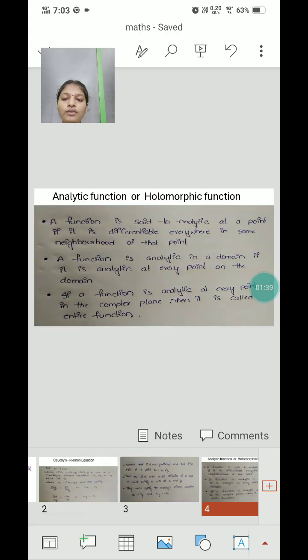Next we can go through the analytic function or holomorphic function. A function is said to be analytic at a point if it is differentiable everywhere in some neighborhood of that point. A function is analytic in a domain if it is analytic at every point in the domain. If a function is analytic at every point in the complex plane, then it is called an entire function.